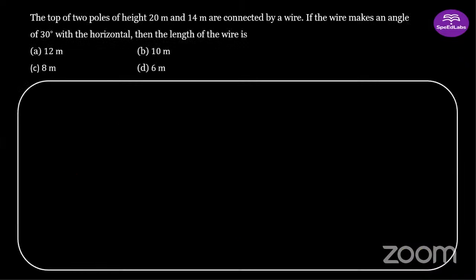Okay, so the next question. At the top of two poles of height 20 meter and 14 meter are connected by a wire. If the wire makes an angle of 30 degree with the horizontal, then the length of the wire is? So first thing, you people try to draw the diagram. What is the imagination that is coming into your mind while reading this question? Try to solve it.